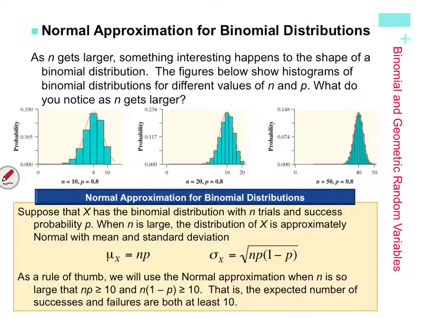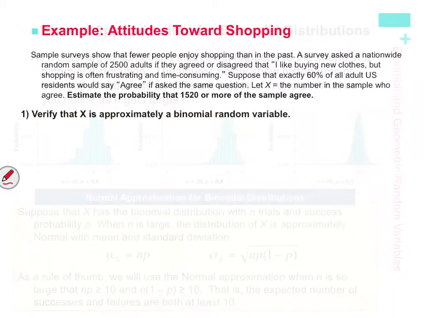So what we're looking for is how large is large. That's going to be known as our large counts condition. You're looking for the number of trials times the probability of success to be greater than or equal to 10, but also the number of trials times the probability of a failure has to be greater than or equal to 10. In that situation, you can use the large counts condition, which allows you to use a normal approximation to calculate binomial probabilities.